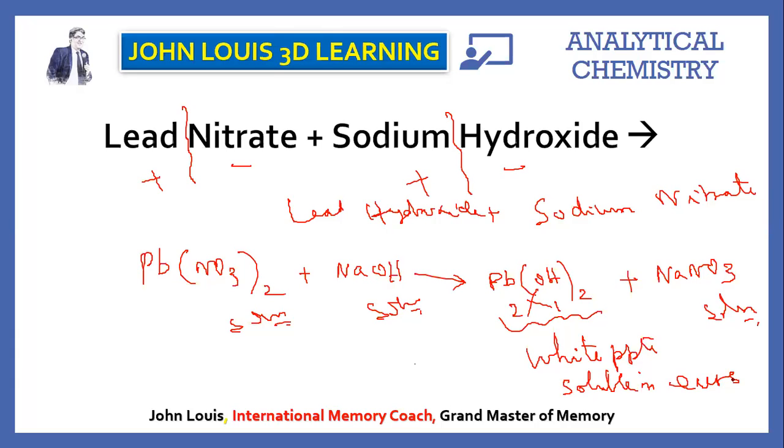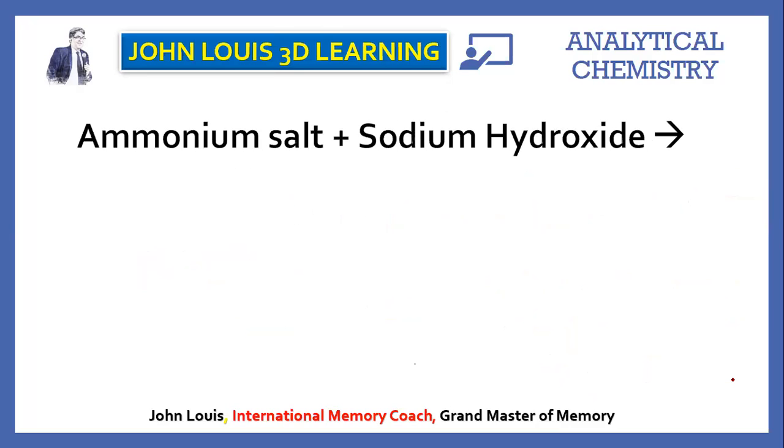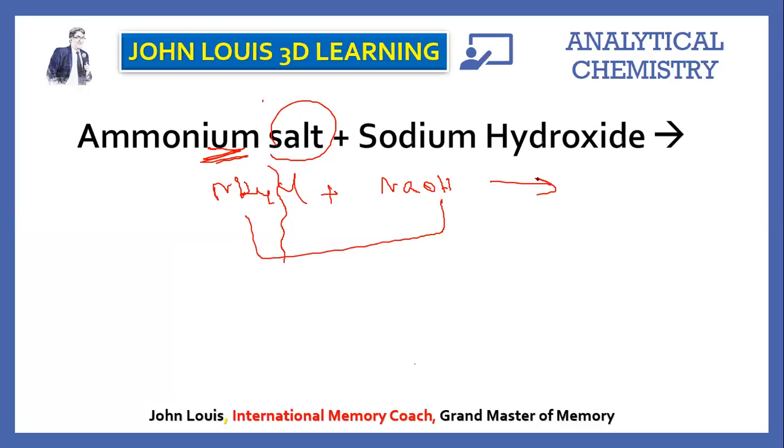Hope it's clear to you. Yes, sir. Okay, good. Okay, here ammonium salts are colorless. So here also, for example, you take ammonium chloride plus sodium hydroxide. Again, compound plus compound, double displacement. You take any salt, maybe ammonium sulfate or ammonium chloride or ammonium nitrate, that reacts with sodium hydroxide. You get ammonium hydroxide plus sodium chloride.